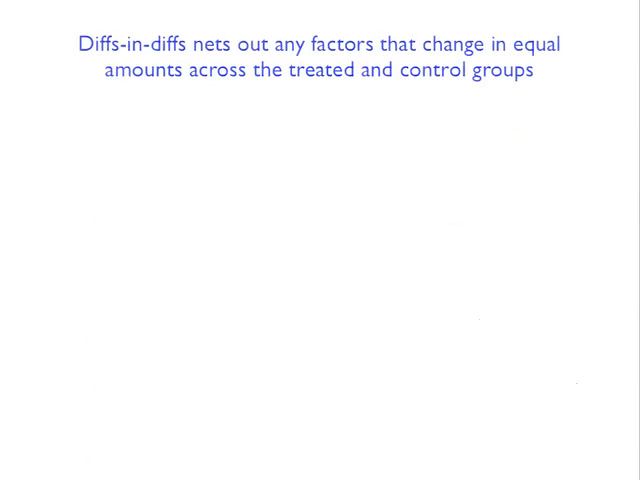So diffs and diffs is going to work under a very specific set of assumptions, and it's very important to recognize and understand what those assumptions are. Basically, what types of biases it can remove and what types of biases it's still going to be vulnerable to. So one of the things that it can do is net out any factor that changes by an equal amount across both the treated and the control groups.